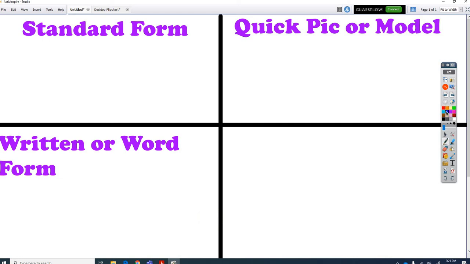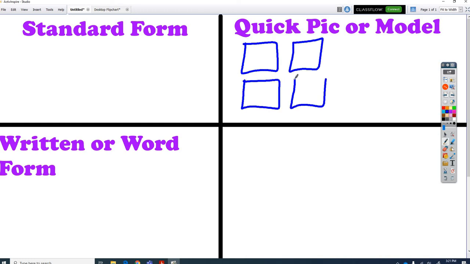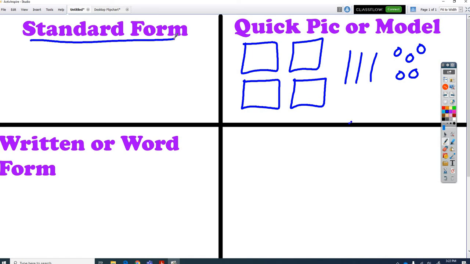Like, for example, if I draw this number with blocks, I need you to tell me the other two ways. So I did a quick picture or a model. Can you do standard form for that number and the written or the word form? All right, go ahead and pause the video while you figure out the standard form and the written or the word form for this number.